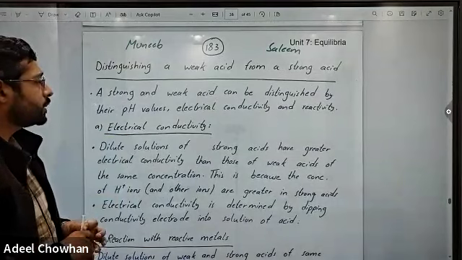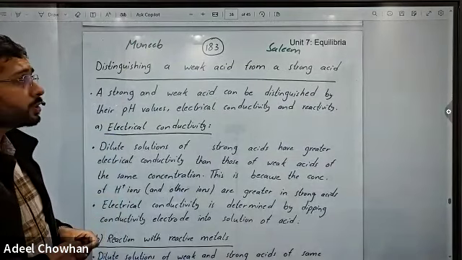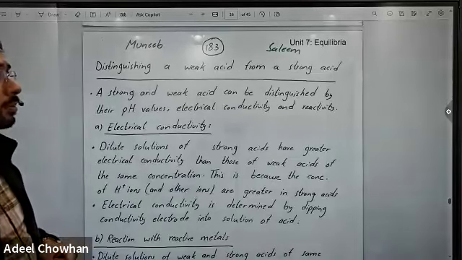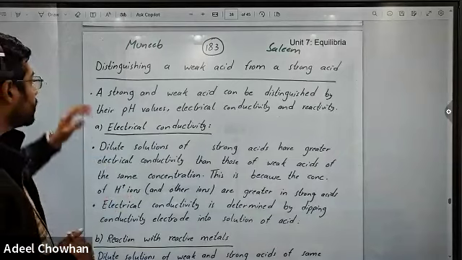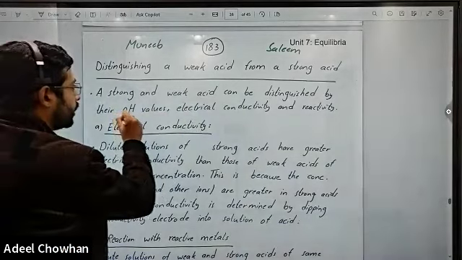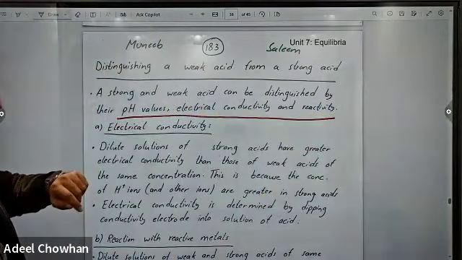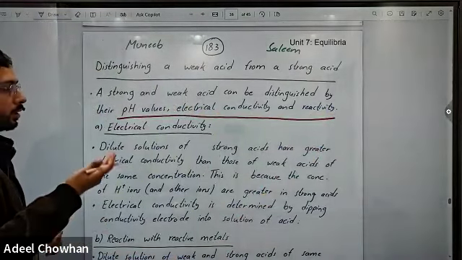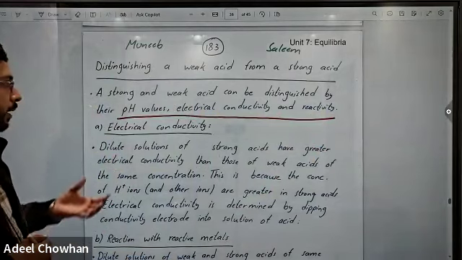Now we have to distinguish a weak acid from the strong acids. How can we distinguish them? Strong acid can be distinguished by their pH values, electrical conductivity, and reactivity. That's how we can differentiate the strong acid and the weak acids from each other.